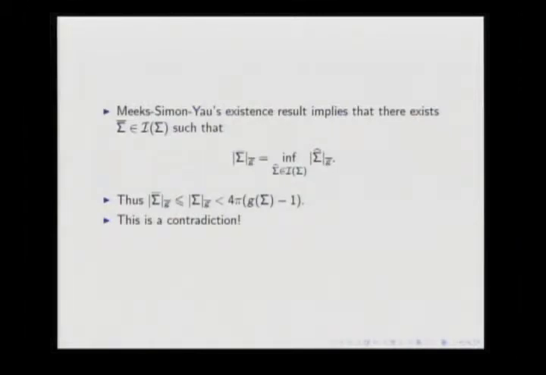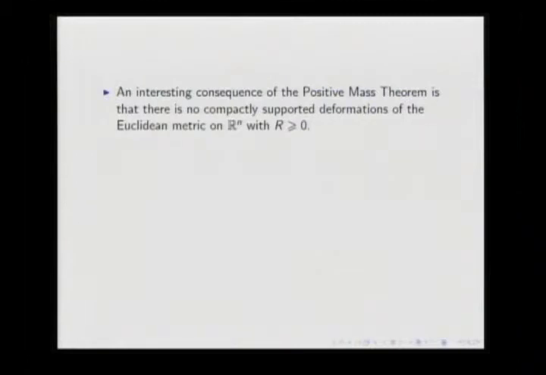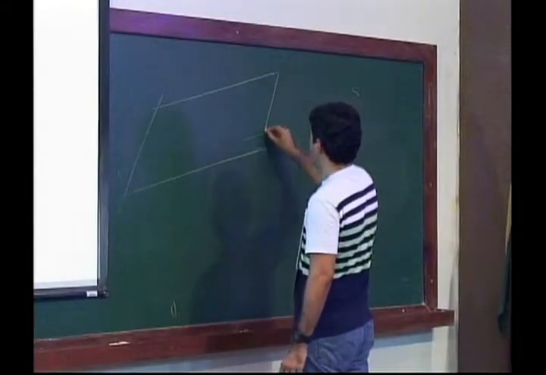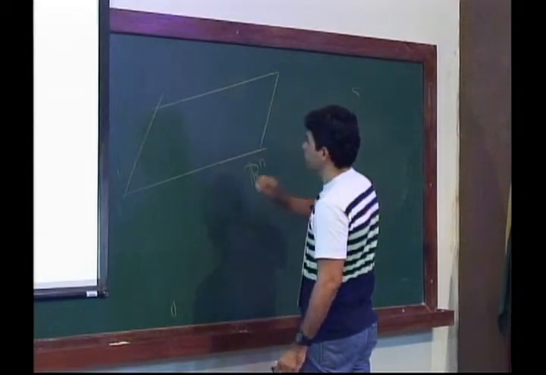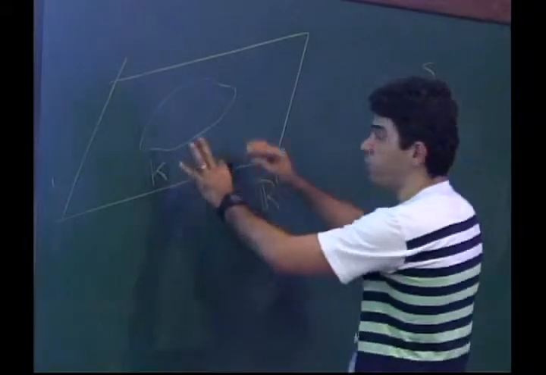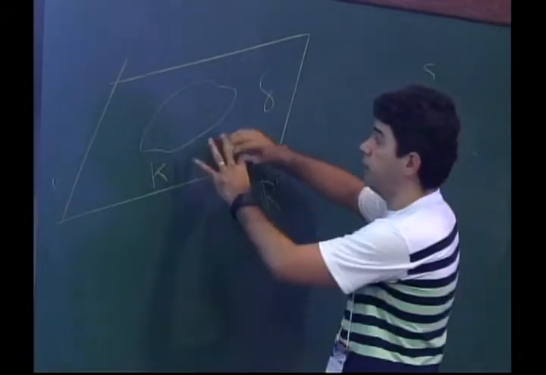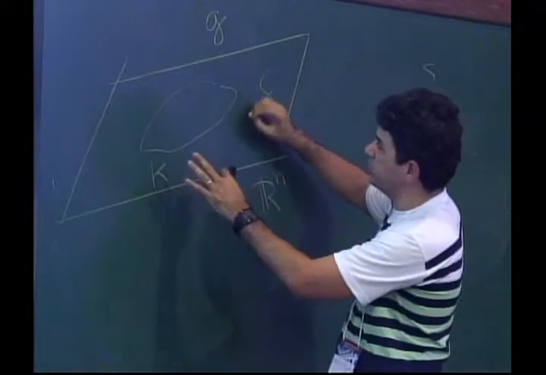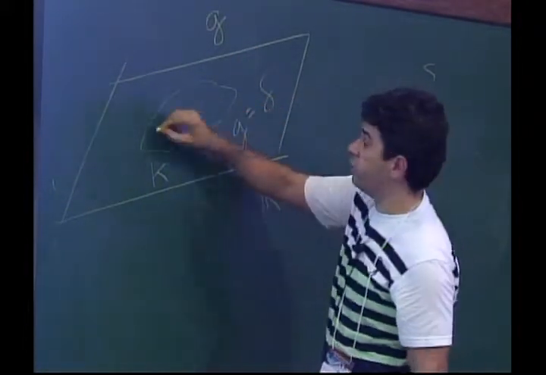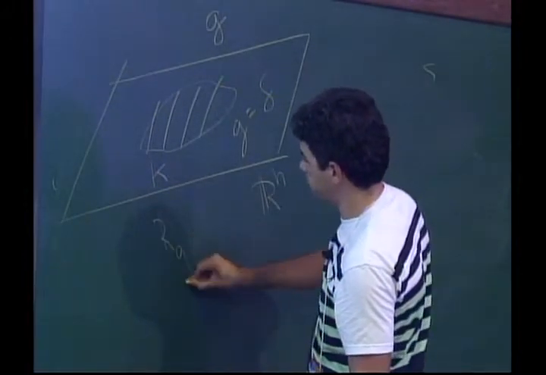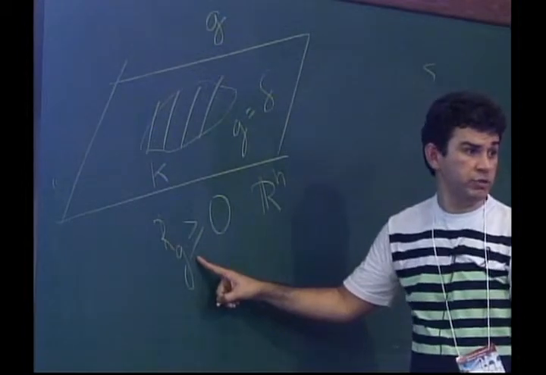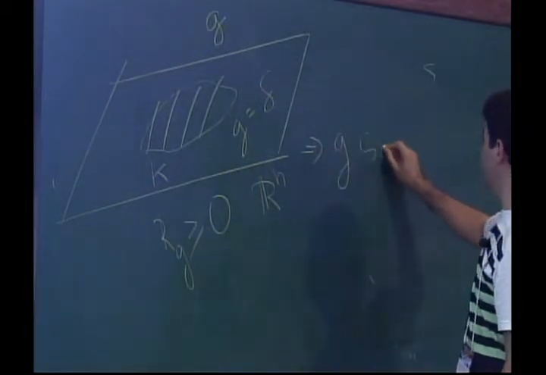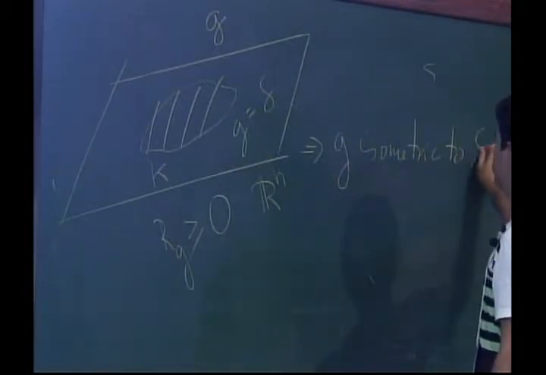Let me give some motivation for this result. An interesting consequence of the positive mass theorem is that there is no compact deformation of the Euclidean metric. Let me give you a picture. If you have the Euclidean space and a compact set, then every metric which coincides with the Euclidean metric outside this compact set and also has scalar curvature greater than or equal to zero has to be isometric to the Euclidean metric, okay?